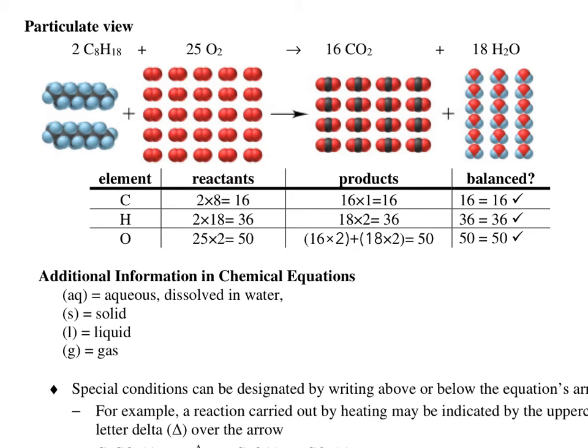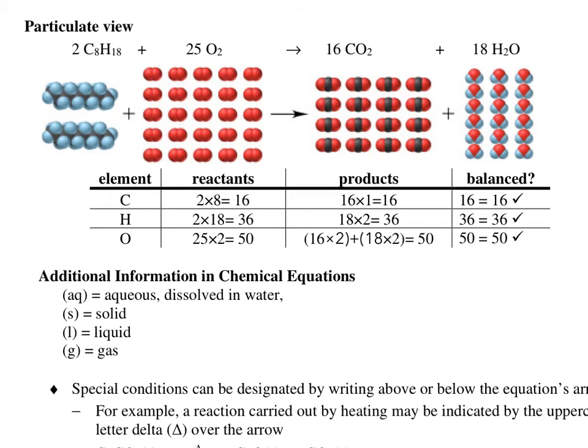A final example of the particulate view of a balanced chemical equation is the combustion of octane, the primary component of gasoline. We have 2 molecules of octane that are going to be combined with 25 molecules of oxygen to yield 16 molecules of CO2 and 18 molecules of water. And if we did the simple math associated with each element, we would see we have the same number and type of each atom in the reactants as we have in the products.